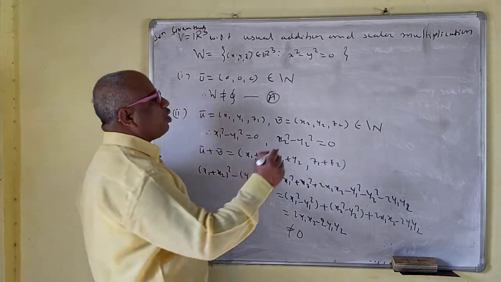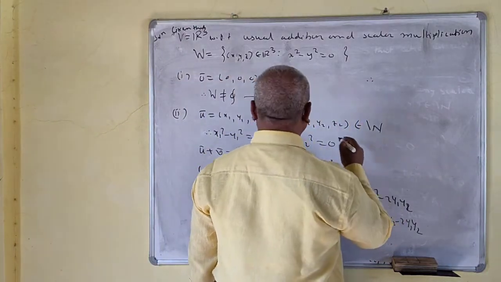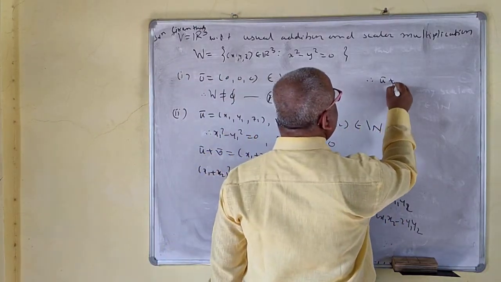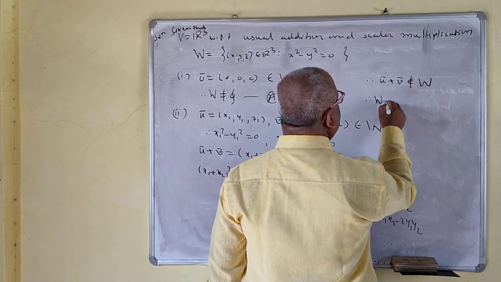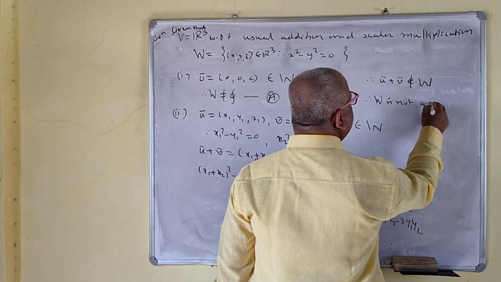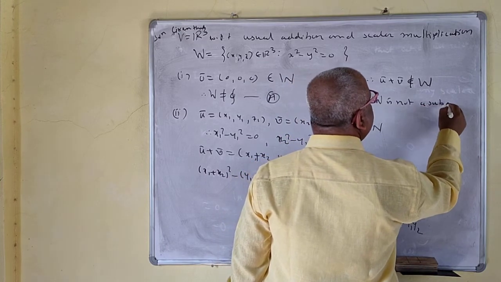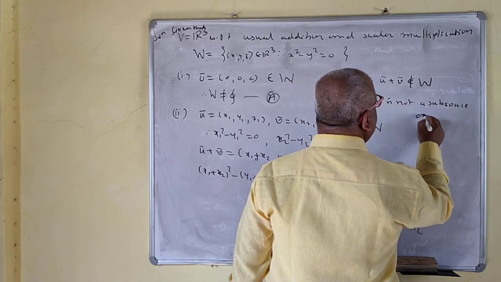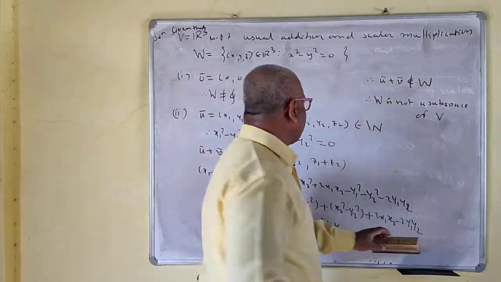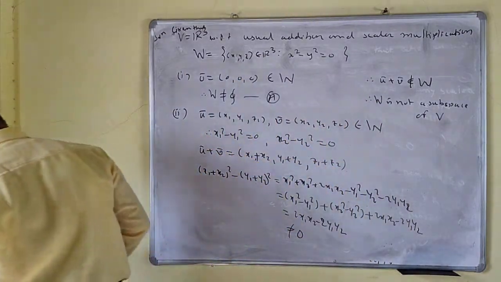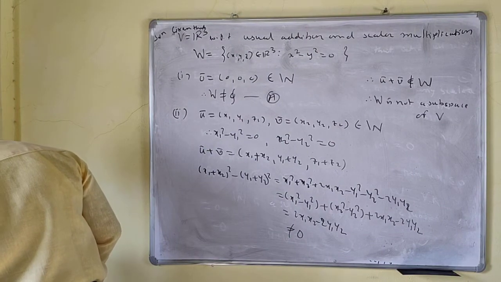Therefore u bar plus v bar does not belong to W. So W is not a subspace of V. Okay, we'll take the next example.